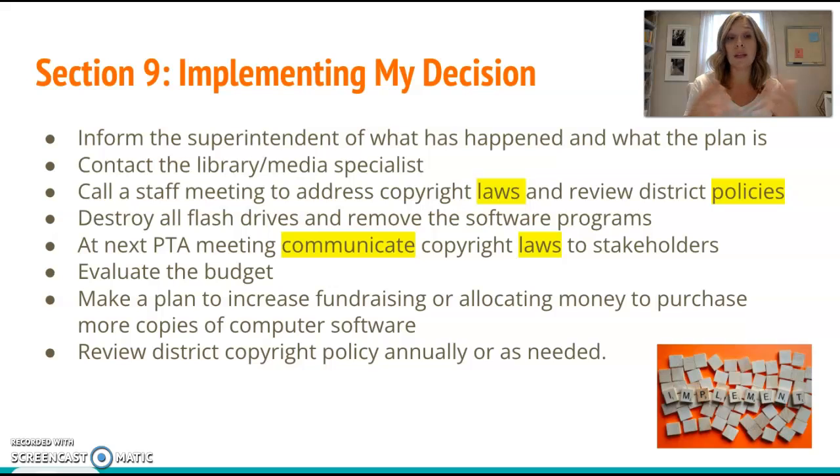That might include making a plan to increase the amount of fundraising that we're doing, or if we can look at our budget and decide some other areas that might not need as much funding coming in the next school year, so we can make a plan to purchase those programs.